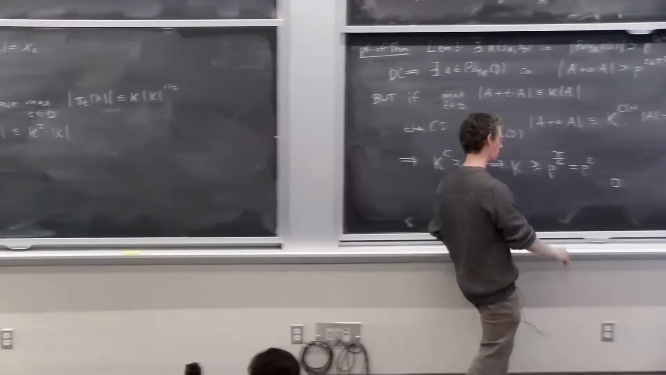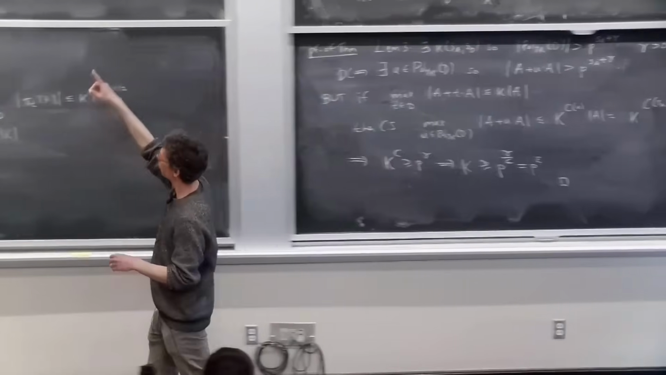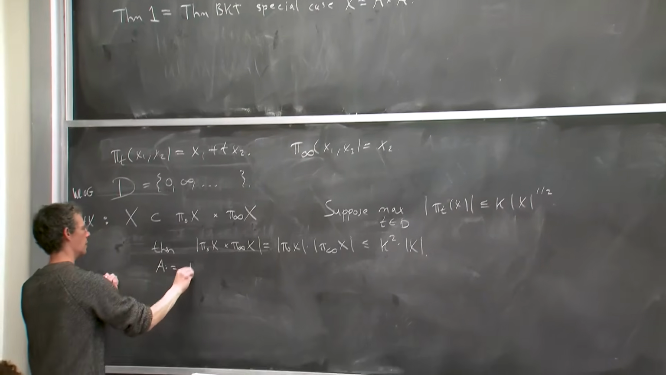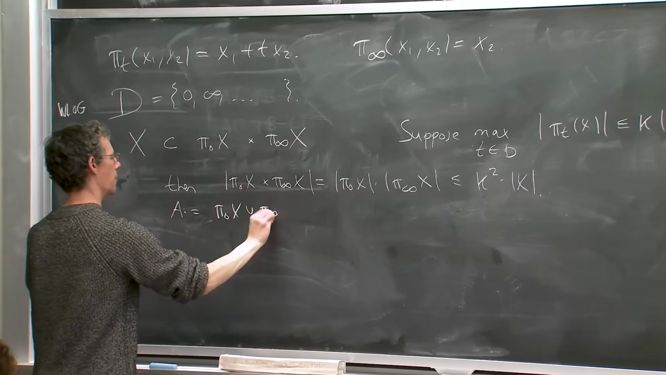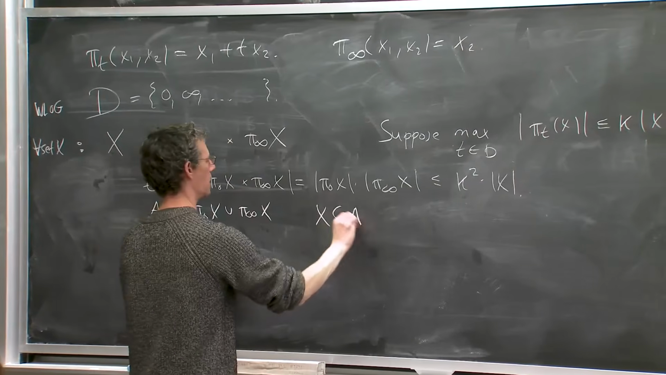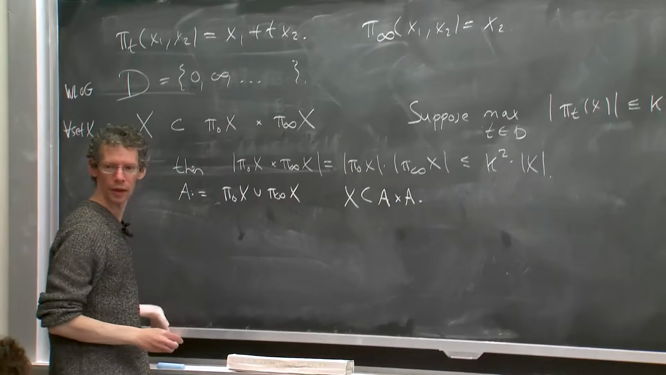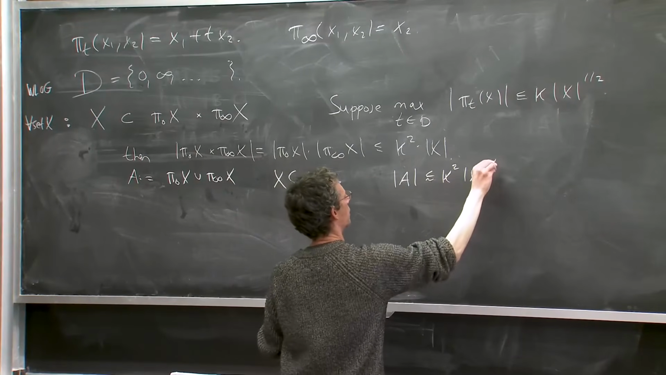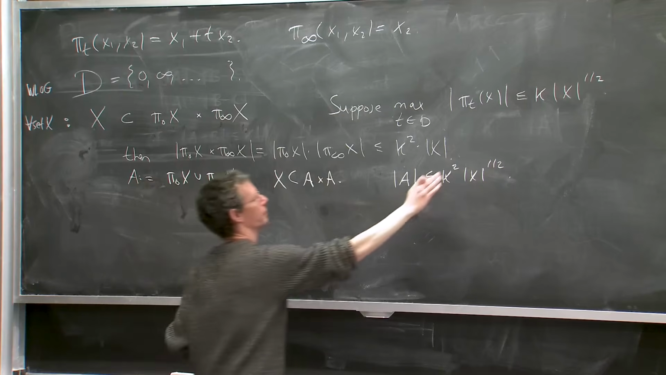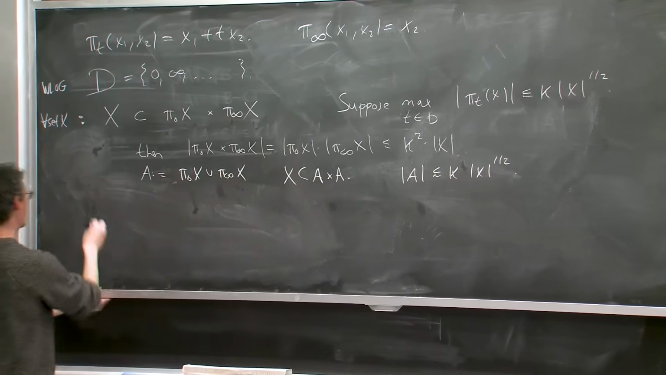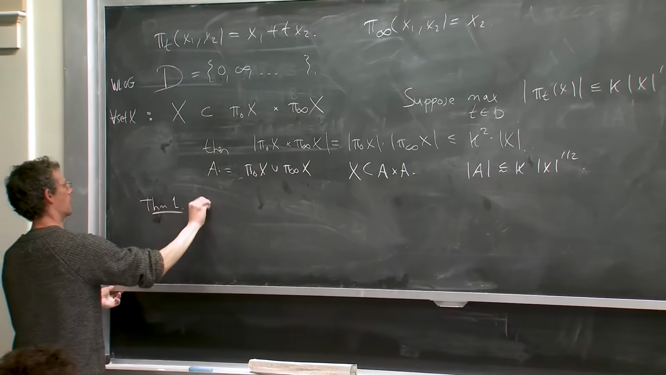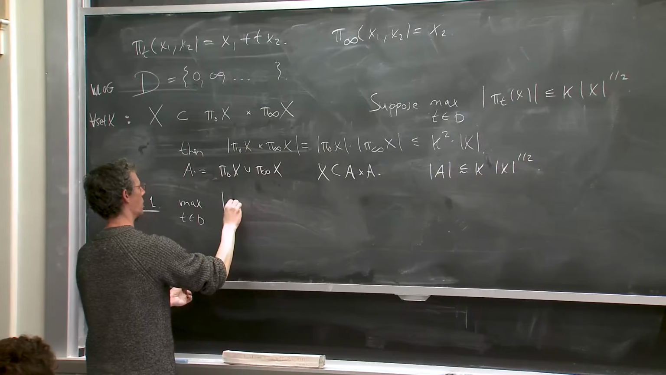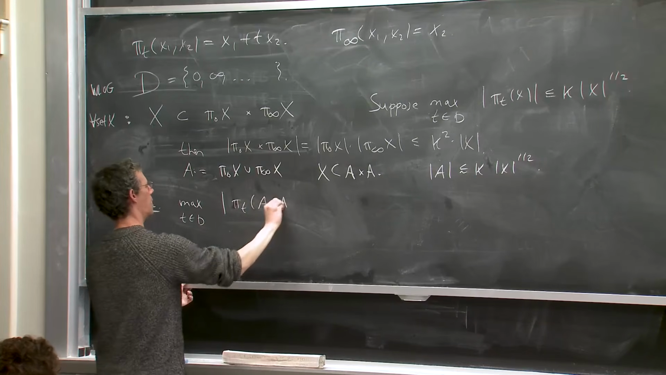Yeah, OK. So what happens now if we try to directly deduce our goal theorem from theorem 1? So let's say A is defined to be pi_0 of X union pi_infinity of X. And so X is indeed a subset of A cross A. And the size of A is still basically this. OK, so now theorem 1 tells us that the maximum over t in D of the size of pi_t of A cross A is big.